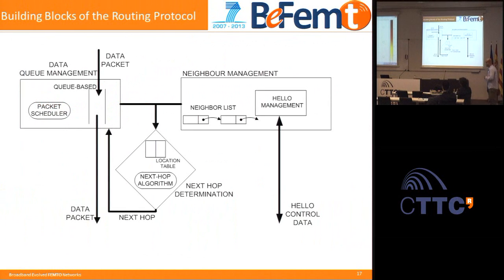So basically, in NS3, the protocol has these building blocks. The network management, in charge of sending hellos with queue backlog information and geographic information. The queue base, the data queue management, which just implements a FIFO data queue. And the intelligence of the routing protocol, which performs decisions on a per packet basis based on queue backlogs and geographic information.